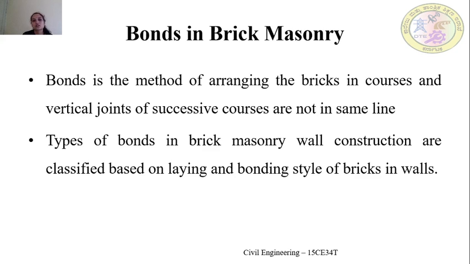Next slide, bonds in brick masonry. We have already discussed what a bond is. Bond means the systematic arrangement of the bricks, done in such a way that no vertical joints come one over the other. The types of bonds in brick masonry wall construction are classified based on the laying as well as the bonding style of bricks in walls.